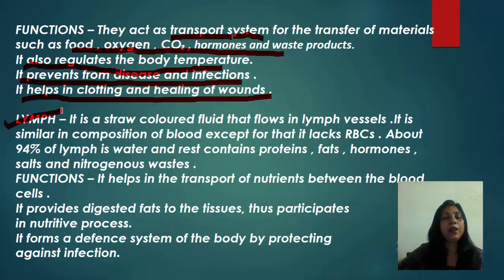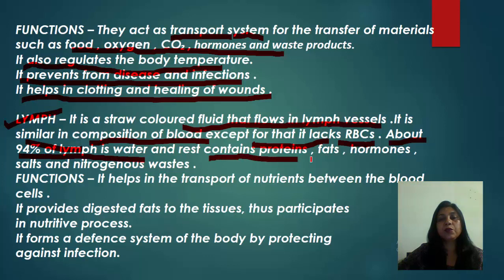Now coming to lymph. It is a straw-colored fluid that flows in lymph vessels, and it is similar in composition. Means its composition and blood's composition are exactly the same. Only the difference is of RBCs. Means they lack RBCs. That is why they are straw-colored. Blood is red in color. About 94% of the lymph is water, and rest contains proteins, fats, hormones, salts, and nitrogenous waste.